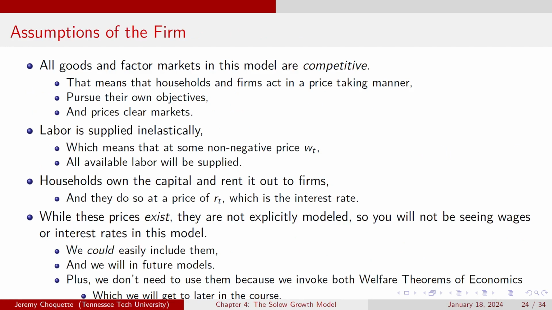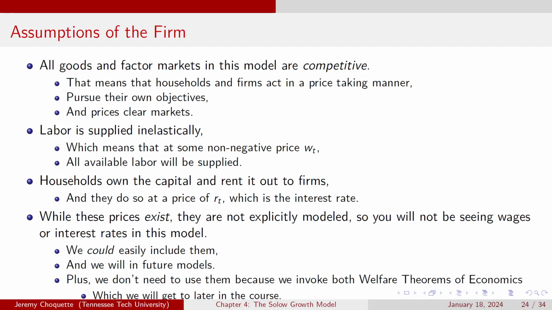Okay, so more assumptions about the firm. It's enough math, at least for right now. All of the goods and factor markets in the model are competitive. So households and firms are price takers. They're not setting prices at all. They all pursue their own objectives, and prices clear all the markets. Labor gets supplied inelastically, which means that for some non-negative price W, or wage rate, all the available labor gets supplied. Households own the capital and they rent it out to firms.